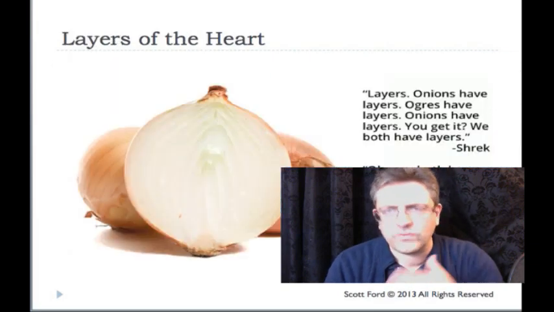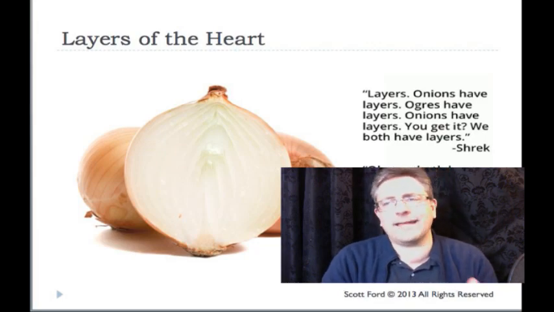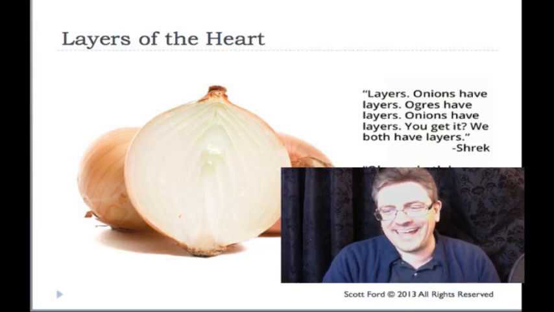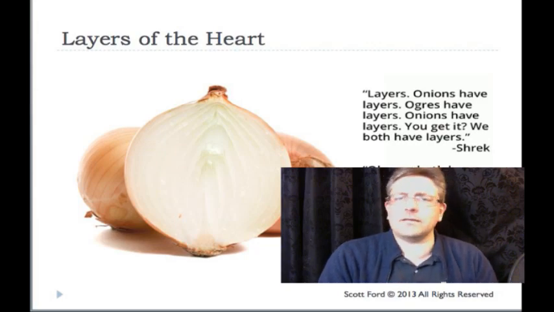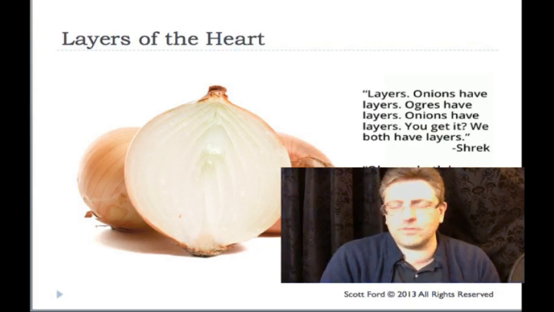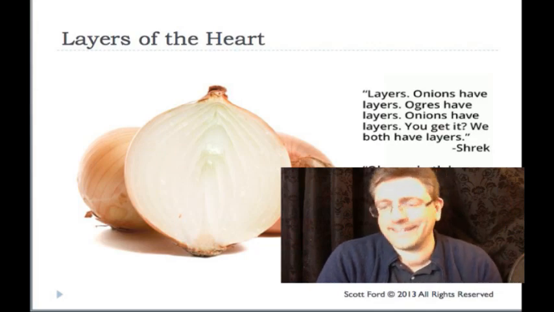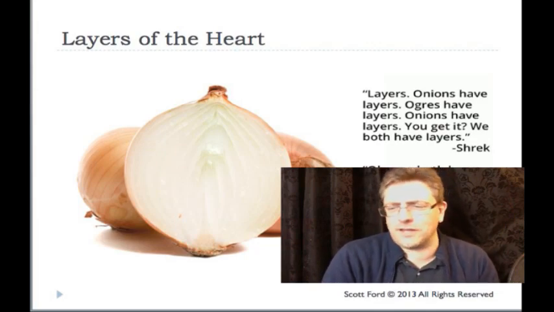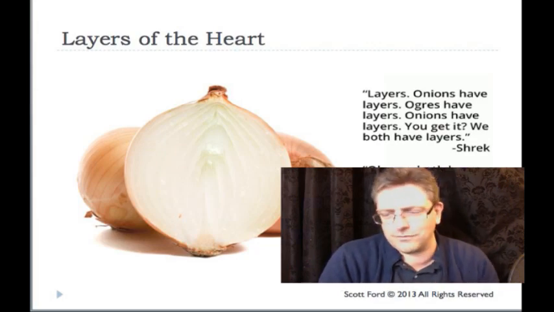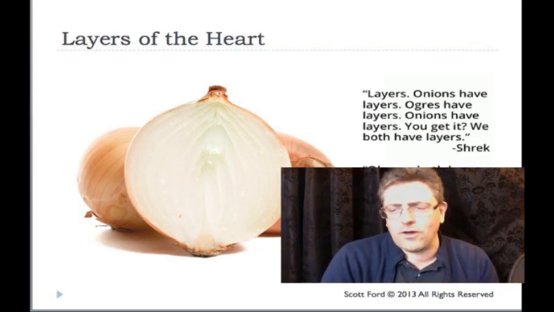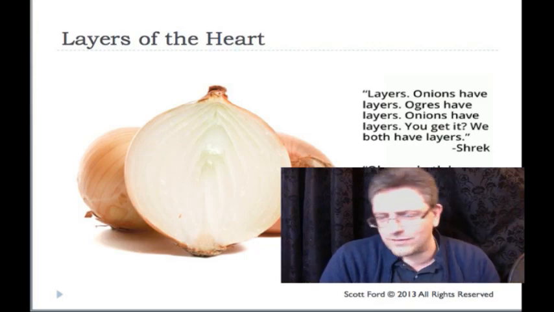So, moving on, now we're going to take a look at the layers of the heart. And I was trying to come up with some academic kind of quote for this, and couldn't find one, so I came up with one from Shrek. Shrek: Layers. Onions have layers. Ogres have layers. Onions have layers. You get it? We both have layers. And then Donkey replies: Oh, you both have layers. Oh, you know, not everybody likes onions. What about cake?